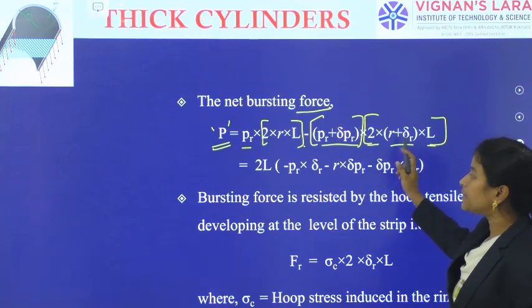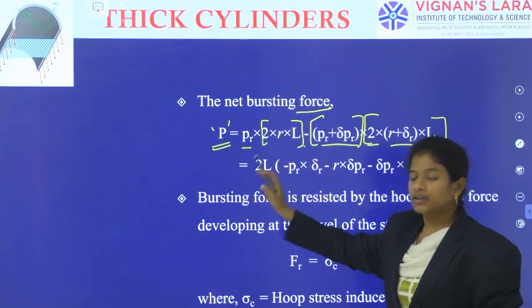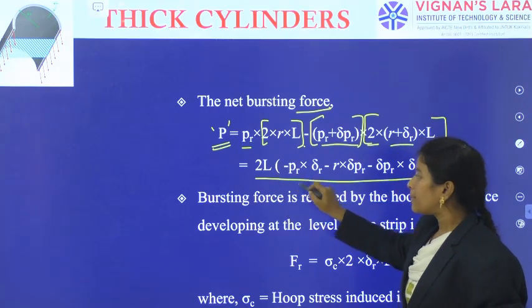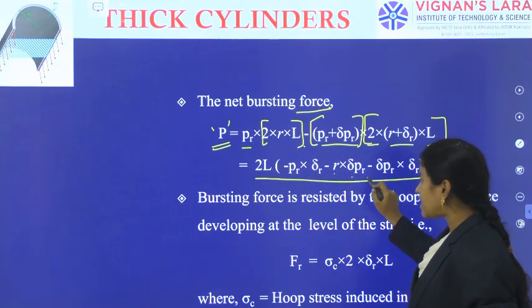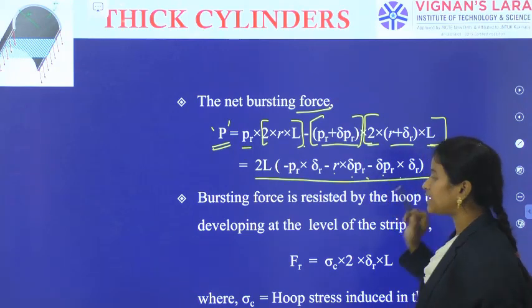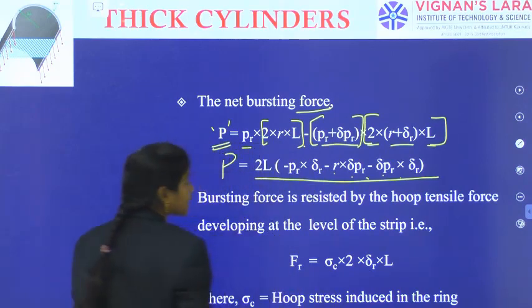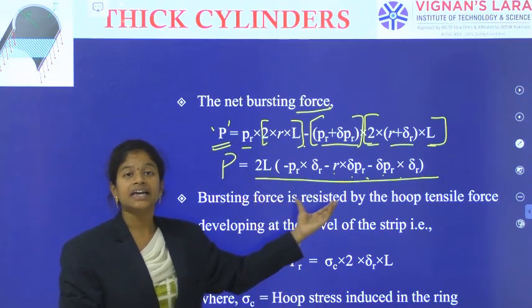Now after the multiplication and cancelling, what are the terms that are common? And I have got this equation that is equal to 2L times (minus pR delta R minus R delta p minus delta p delta R). So this is the net bursting force. This bursting force is being resisted.